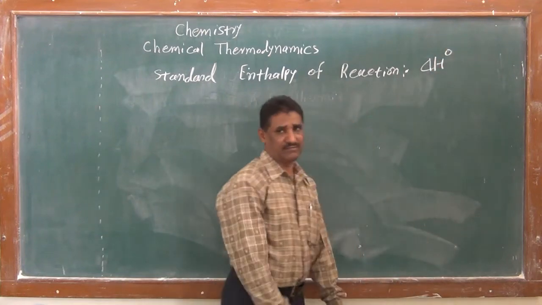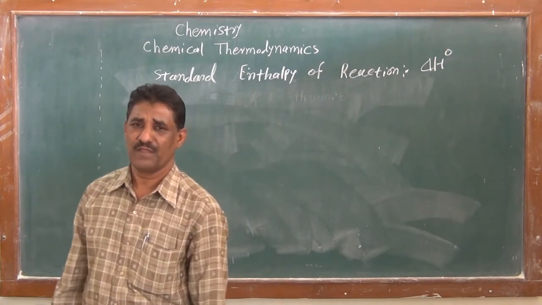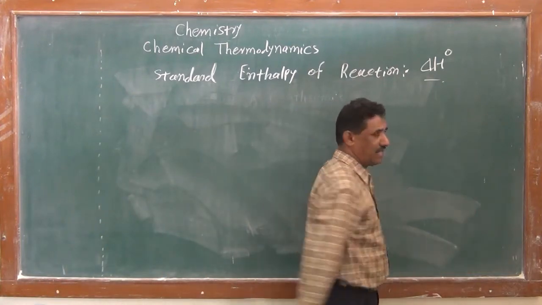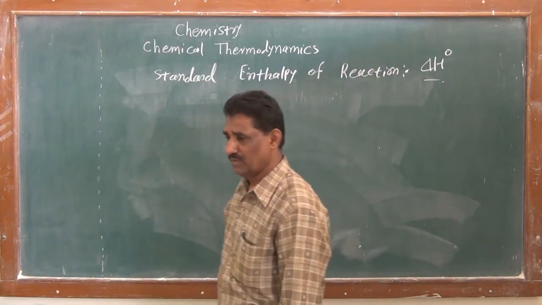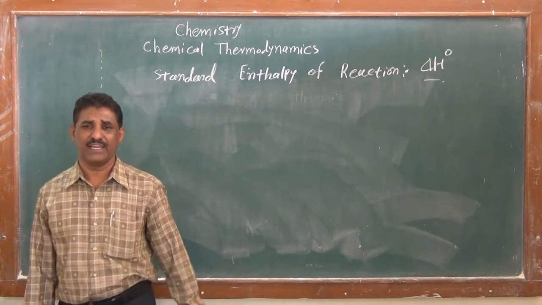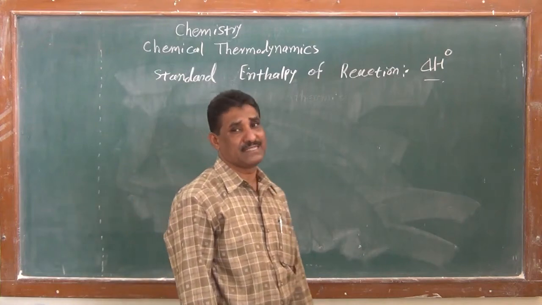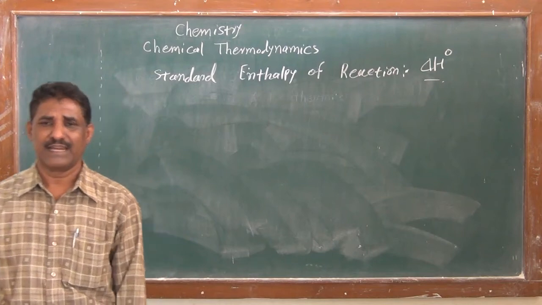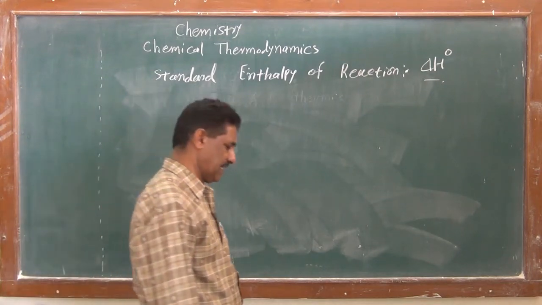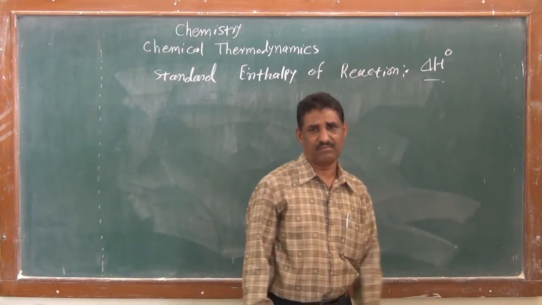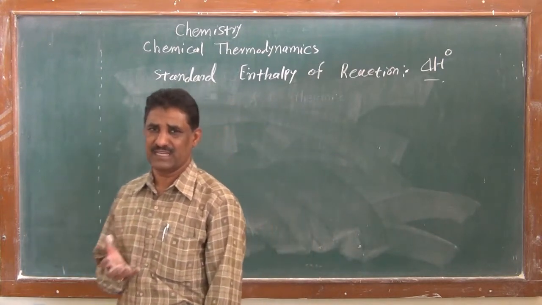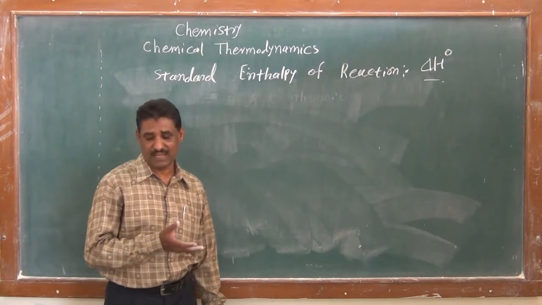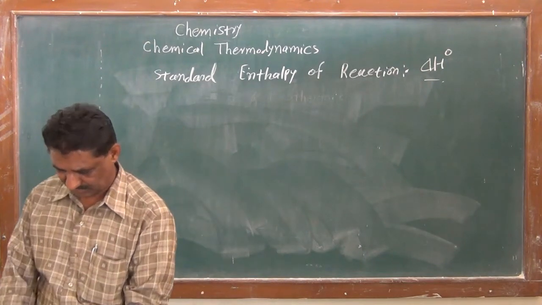Here the zero sign comes on the delta H0, and that reaction is the standard enthalpy of a reaction. It means the constituent elements are in the standard state, and standard state means the temperature, pressure and concentrations are the same, and under the same conditions the reaction is carried out. That is called the standard enthalpy of a reaction.